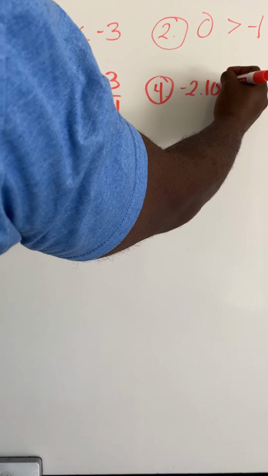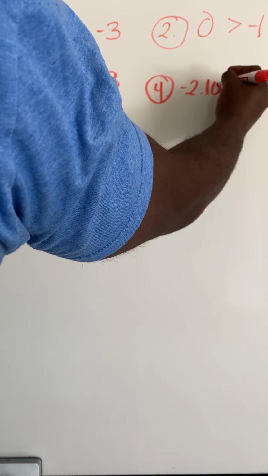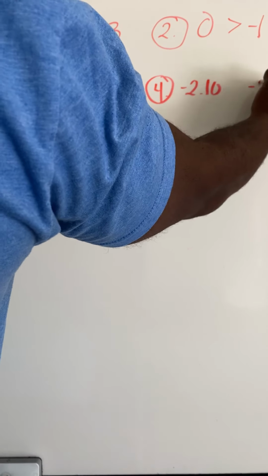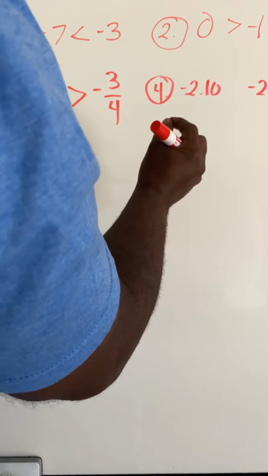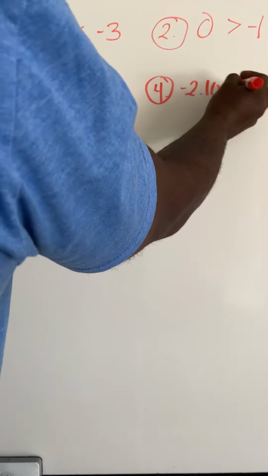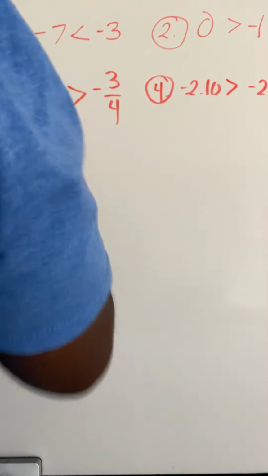-2.10. Now, which one's greater than or less than -2.19? Remember, when it's negative, the smaller number is actually bigger. So that would be there.